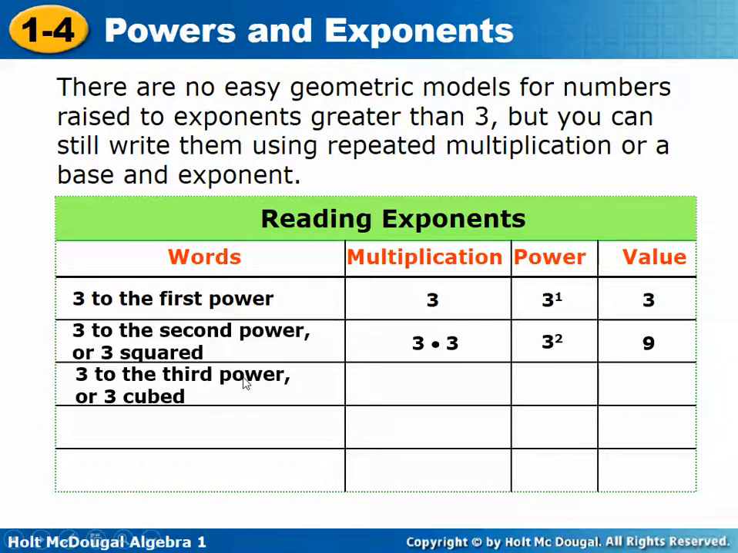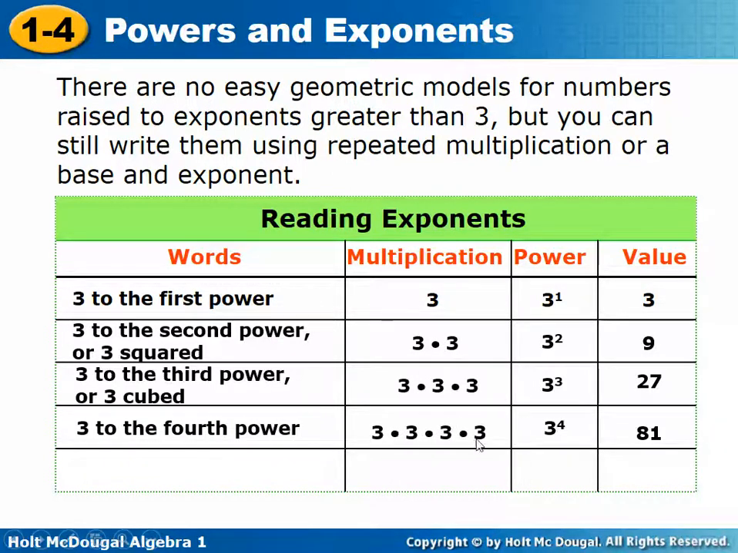3 to the third power can also be said 3 cubed. The multiplication would mean 3 times 3 times 3. The power would be 3 to the third power, and the value of that is 27 because 3 times 3 is 9, times 3 more, 9 times 3 is 27. Then after that we would have 3 to the fourth power, 3 times 3 times 3 times 3, which is 3 times 3 is 9, times 3 more is 27, and 27 times 3 is 81. So the value is 81, and you'd write that as 3 to the fourth. And then here's 3 to the fifth. We could keep going on and on beyond this, but this is just the first 5 powers of 3.